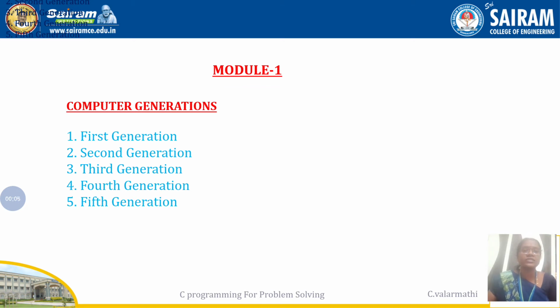Hi students, today our topic is generations of computers. In the generations of computers from the beginning onwards, based on the number of years' duration, we classified the generations of computers into 5 types. Those are called first generation, second generation, third generation, fourth generation and fifth generation. Let us see one by one.